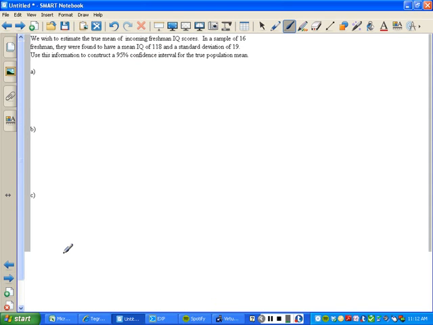All right. Now, this one's going to be a t-score because we don't know the standard deviation of the population. So this is 95%, which leaves 0.025 on the outside.